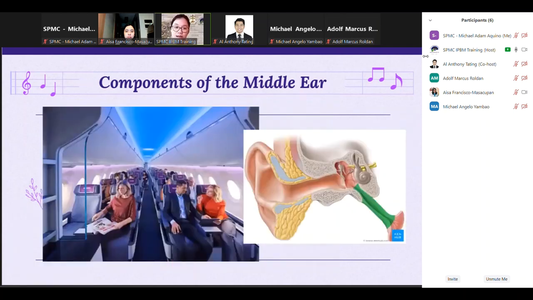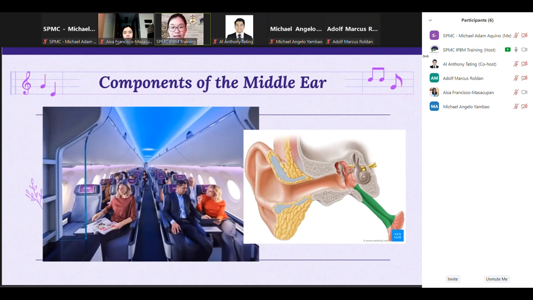So di ba na mention natin kanina that the middle ear is air filled. So the air in the middle ear is actually continuous with the air in the nasal cavity through the eustachian tube. So this green part is the eustachian tube. And there is a valve that is usually closed, but pwede siyang mag-open. So later, I will be discussing that. So when you are in, for example, I think most of us have already ridden an airplane.